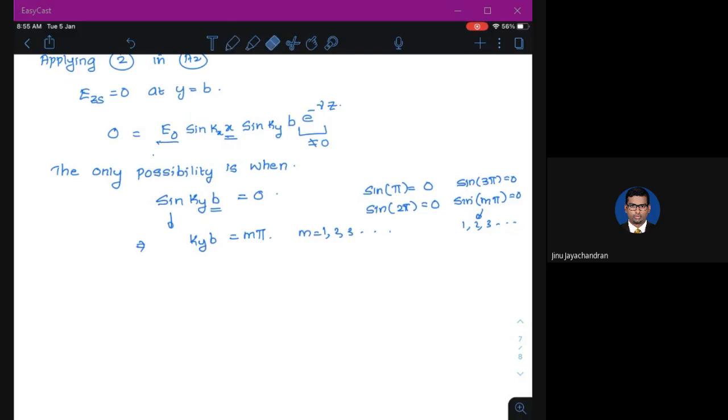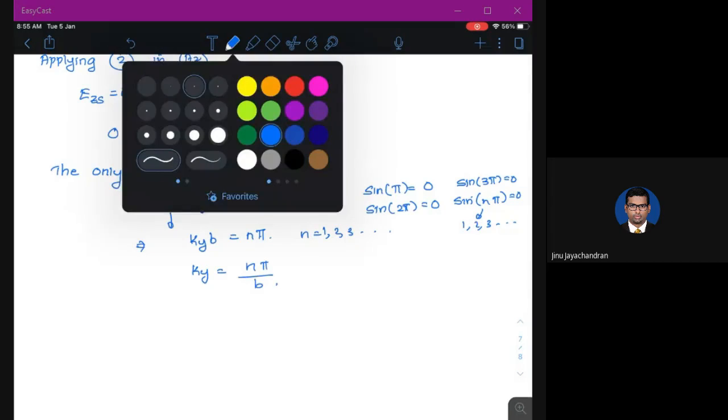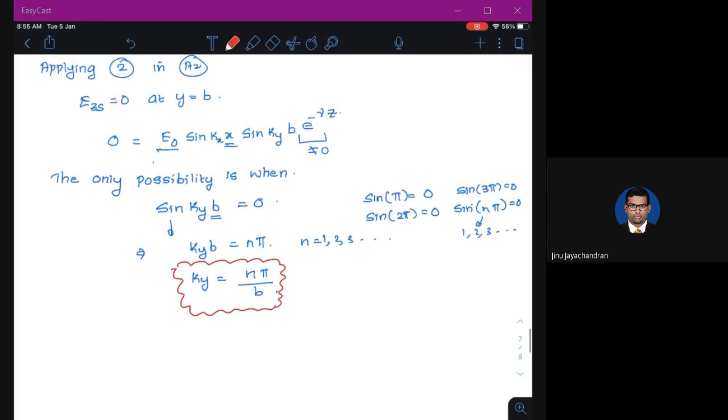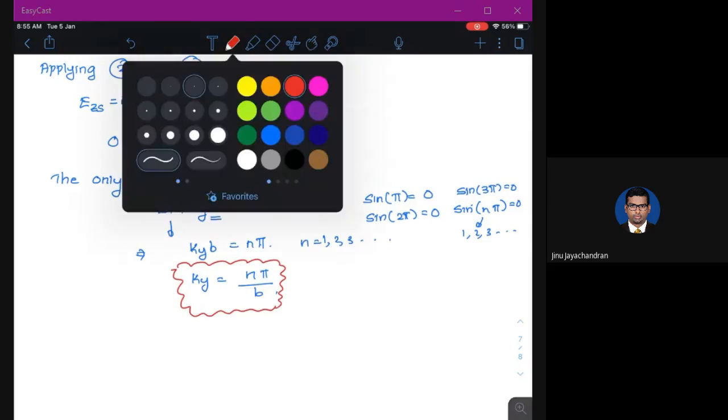Let me rename this m as n, just to follow the convention. n is some integer value, which means ky should be n pi by b. This is a very important result.